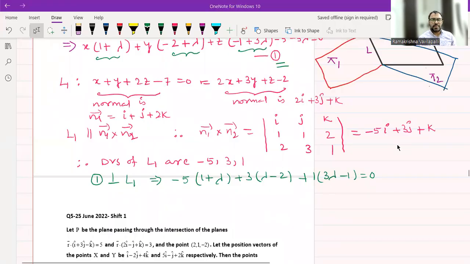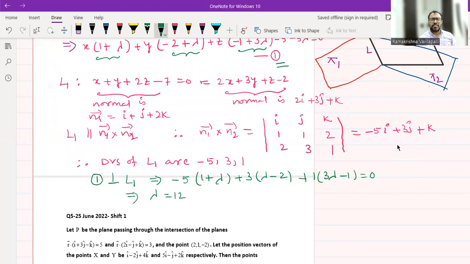By simplification, you will get the value of lambda. This implies minus 5 lambda plus 3 lambda plus 3 lambda, which is lambda. The constants are minus 5, minus 6, minus 1, totally minus 12. So this implies lambda equal to 12, we got.